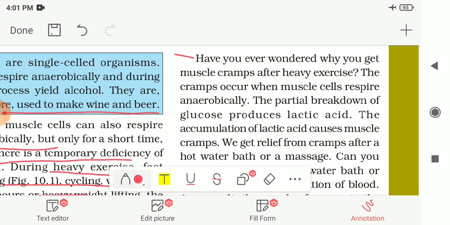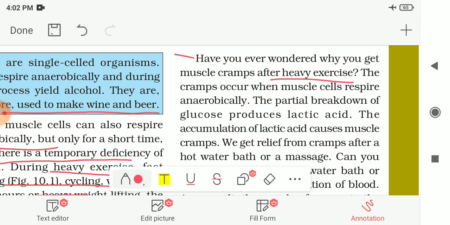Have you ever wondered why you get muscle cramps after heavy exercise? If you have noticed, sometimes after heavy exercise we get muscle cramps. That means muscle pain. After that pain we are not able to move our legs or hands, and that is known as muscle cramps. So after heavy exercise we usually get these muscle cramps.